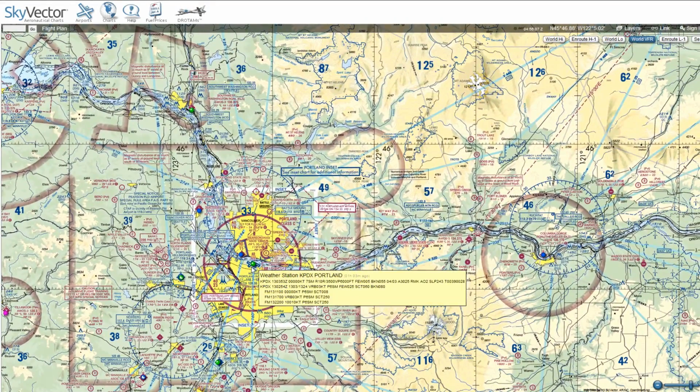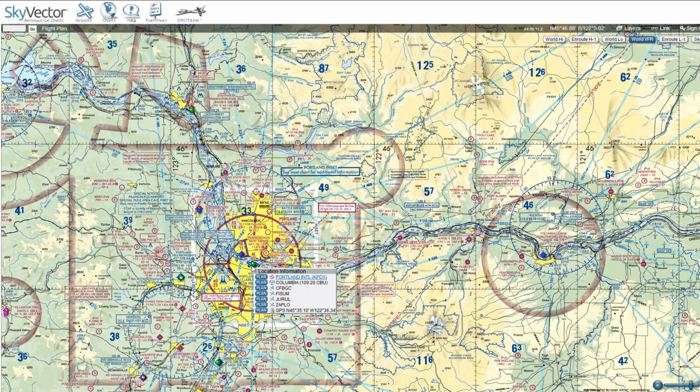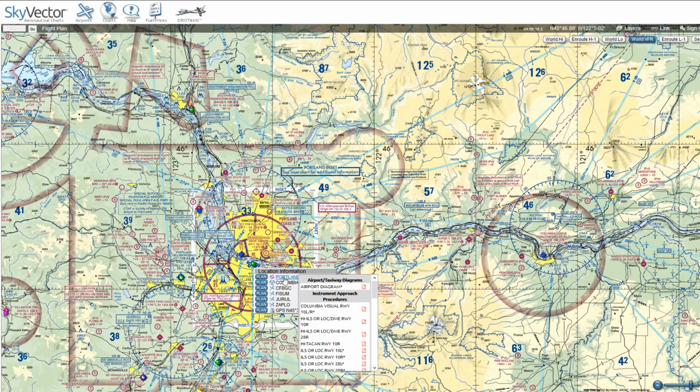So I'm centered over kPDX Portland here. If I right click on it, you can see I can add it to my flight plan. But look, if I hover over the airport, I've got all the airport diagram, I've got all the instrument approaches, everything else for that airport. This is the same for all airports in the US airspace, from one coast to the other.